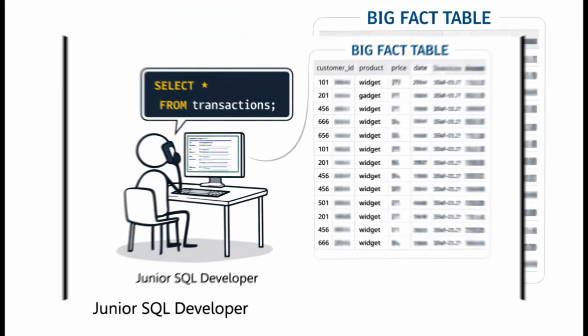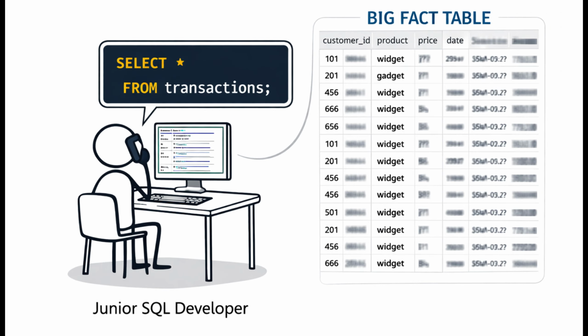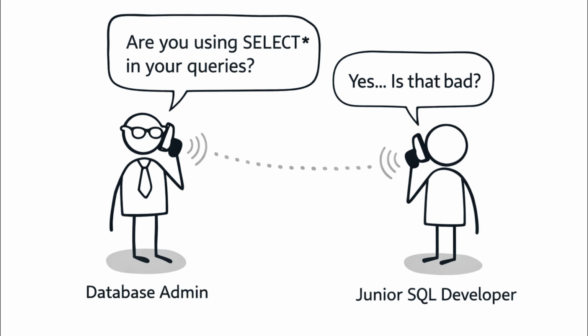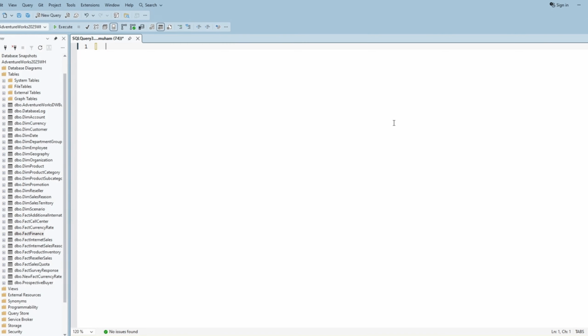If you're using select star in your queries, you might be pulling way more data than you need to. And that might result in getting grumpy calls from your DBAs, as it might have cost implications. Let me show you why that matters.